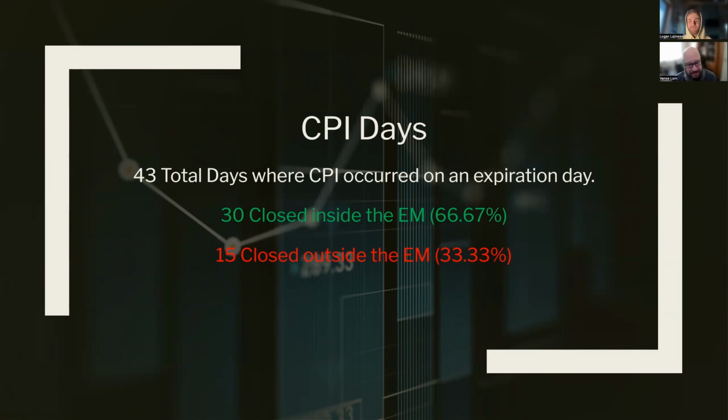There were a total of, that number's typed up wrong, but there were a total of 43 days where CPI occurred on an expiration day. 30 of them closed inside the EM, which is 66.67%. And that should be 13, but I typed 14 or 15 because I'm silly, closed outside the EM, which is 33%. So that's an interesting thing. What that's telling us is that when you think back at that baseline, the baseline percentage was 60%. So actually, CPI days are more likely to expire worthless or expire inside the EM than just your baseline EM day, which is an interesting factoid.